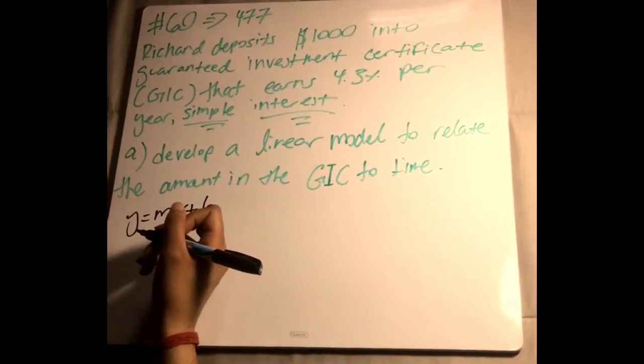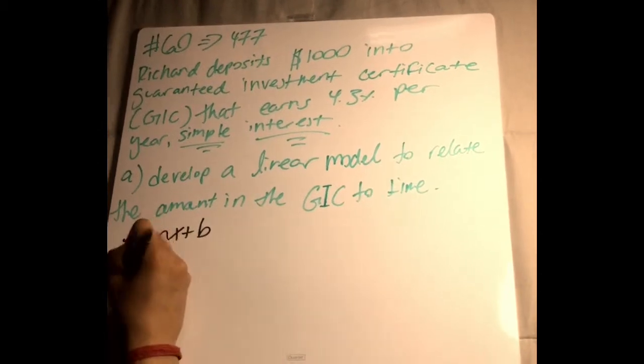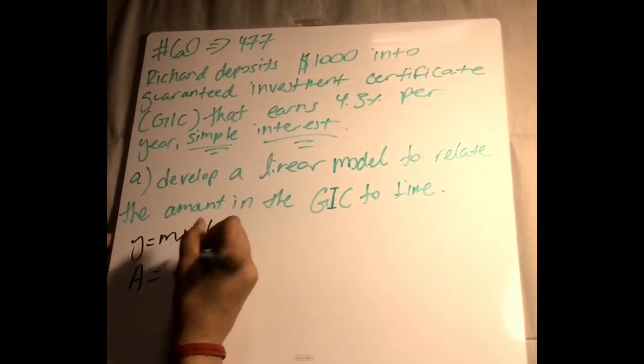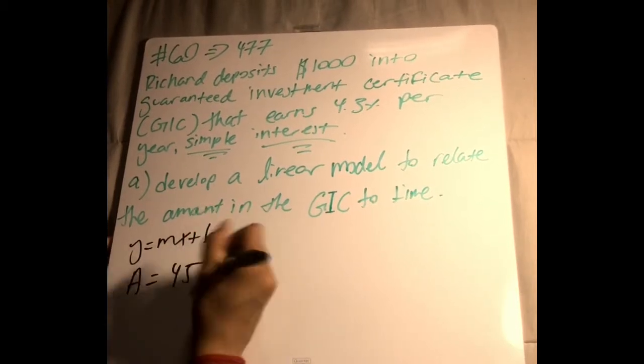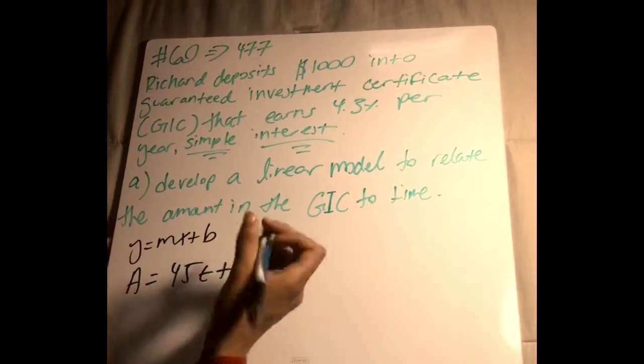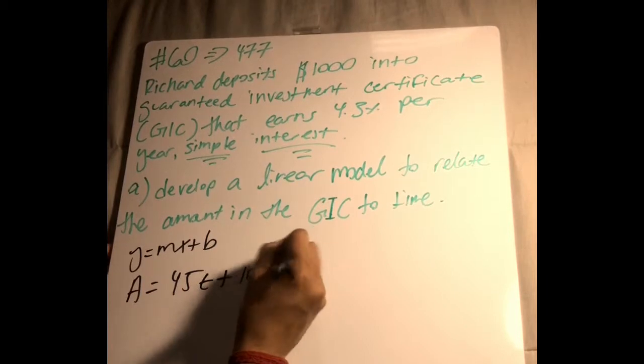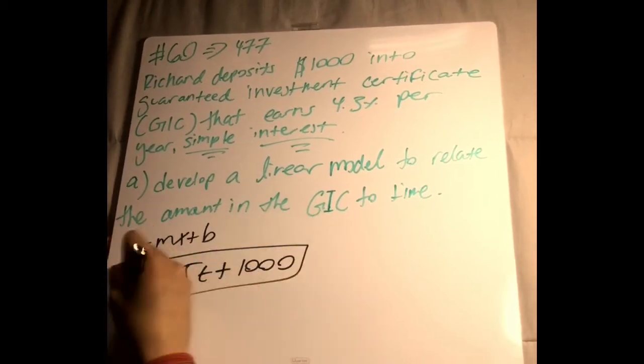And we know that y is equivalent to A. Then the m part is going to be 45. And then t is going to be your x, plus your initial value, which is 1,000. That is going to be our formula.